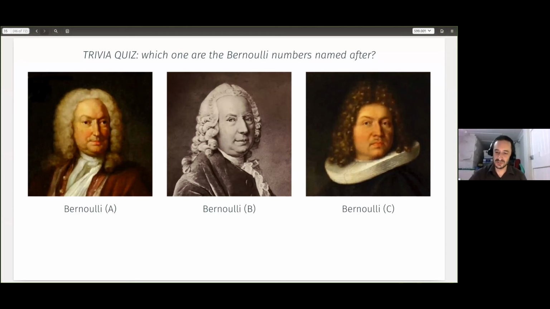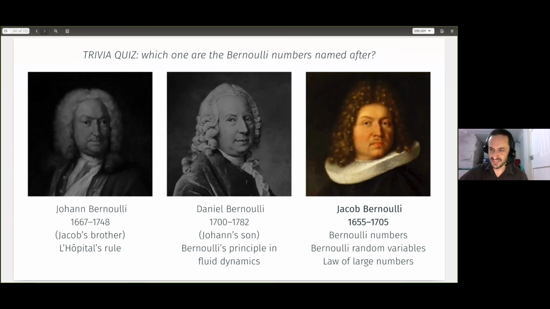So the answer is Bernoulli C. This is Jacob Bernoulli. So he's responsible for Bernoulli numbers and also a lot of other things, including the law of large numbers in statistics. His brother is Bernoulli A, Johann Bernoulli, and he did a lot of early stuff in calculus, among other things, L'Hopital's rule, which doesn't seem very fair, that we call it L'Hopital's rule. It should be Bernoulli's rule, but maybe too many other things are named after Bernoulli.